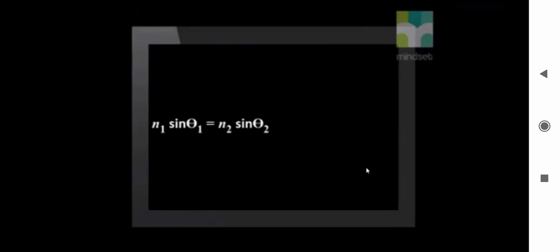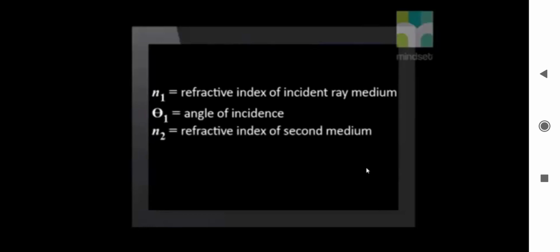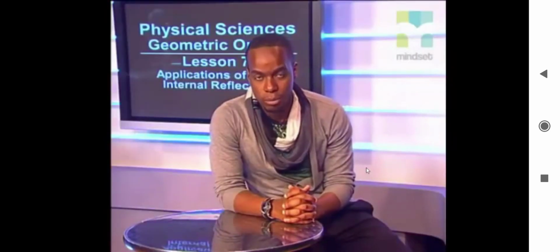Remember, Snell's law states that n1 times sine of theta 1 equals n2 times sine of theta 2, where n1 is the refractive index of the medium in which the incident ray travels. Theta 1 is the angle of incidence. n2 is the refractive index of the second medium. And theta 2 is the angle of refraction. It is probably best to see how this works in an example.